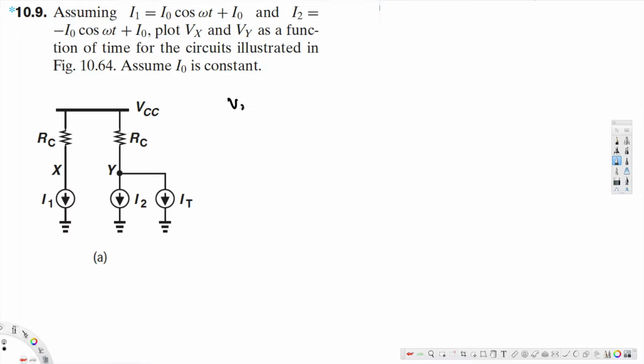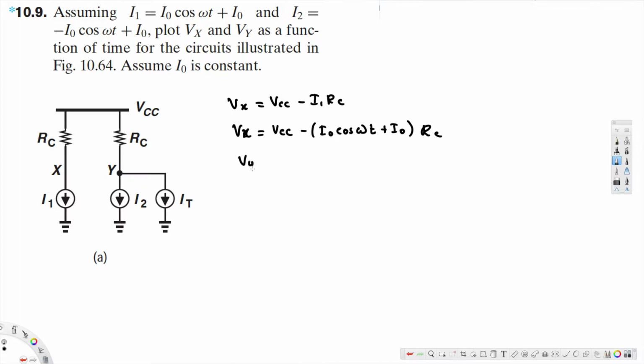Here Vx is equal to Vcc minus I1 times Rc, and I1 is given right here. I1 is equal to I naught cos omega t plus I naught. So instead of this I1, I'm going to replace that one. So this will become Vx is equal to Vcc minus, instead of I1 I plug this one. This is going to be I naught cos omega t plus I naught times Rc. Now this is for Vx.